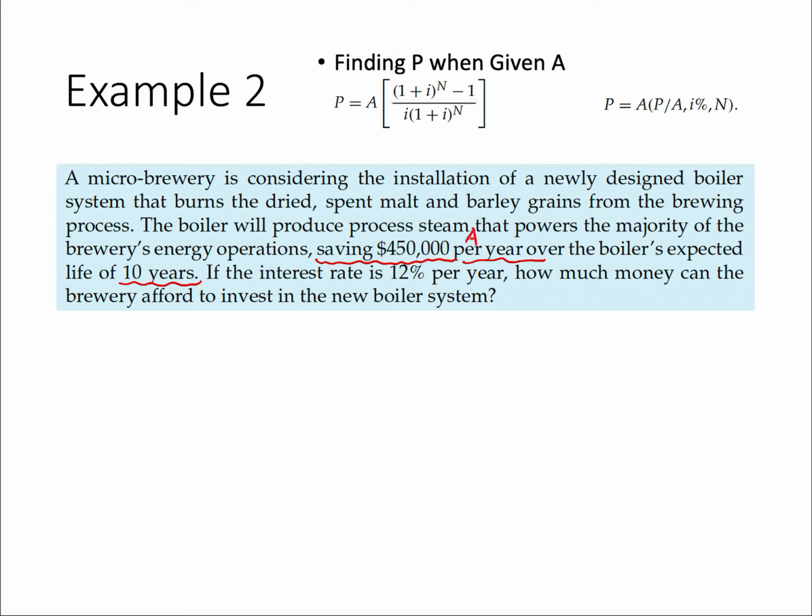So the problem equals to, you want to find out the present value of that saving amount for 10 years. What's the present value of that cash flow? That's your real problem. So that is to find P when given A. Okay? So still, the first thing is you need to draw the cash flow diagram. And the way you look at this, the perspective is from your perspective. You're the brewery. Okay? So from the brewery perspective.